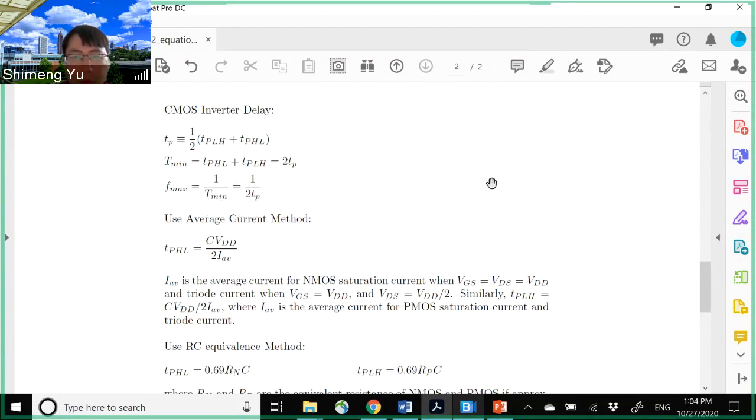But when we have a ring oscillator, we have an odd number of inverters connected in a loop. Then the oscillation frequency is 1 over 2 N TP, where N is the number of inverters in the loop. This N needs to be an odd number, like 3, 5, 7.